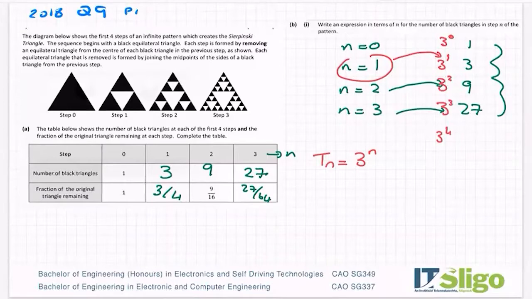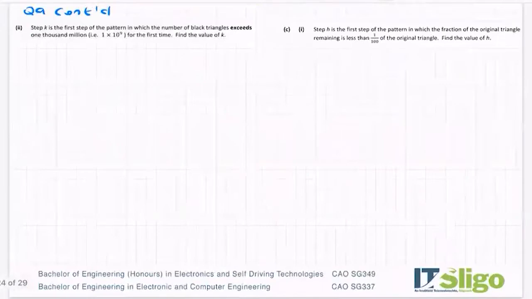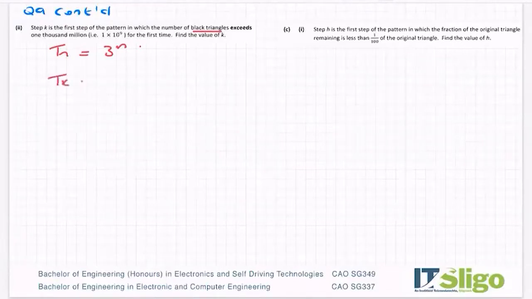That's the easiest way to do it. Okay, let's have a look at the next part. Step K is the first step of the pattern in which the number of black triangles, we're still on black triangles, exceeds 1,000 million for the first time. So our Tn was equal to 3 to the power of n, and we want to know step K. So T to the power of k would be 3 to the power of k, and we want to solve that. What is k when the number of black triangles exceeds 1 by 10 to the 9?